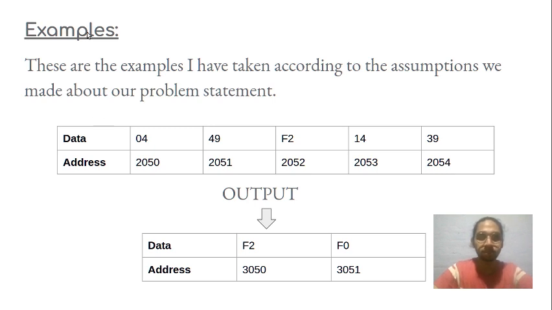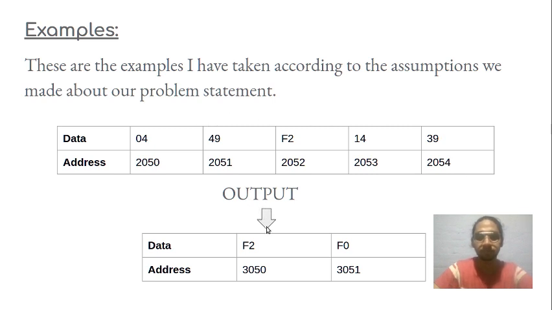So these are the examples. Here are some examples I have taken according to the assumptions I have made in my problem statement. Here we can see a table of data and address. At the memory location 2050 there is 4, and here is our array of four elements starting from the memory address 2051 to 2054.